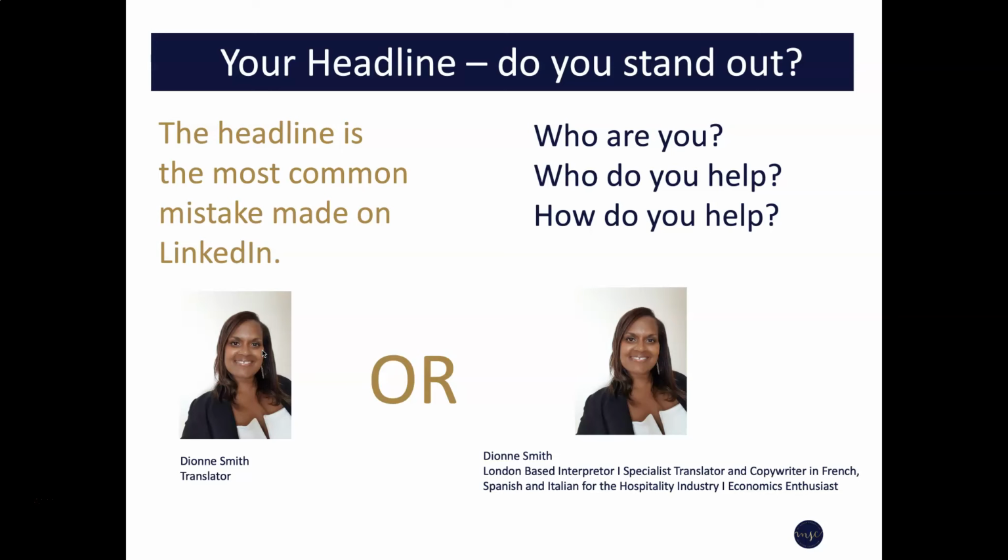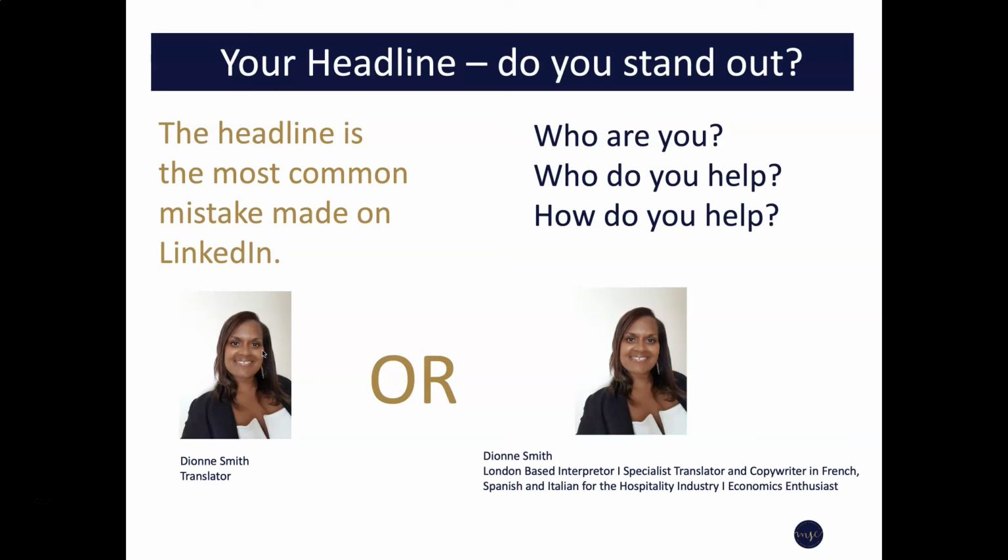So I've given an example here of Dion, and you can see on the right hand side there are 3 things that you need to tick off. Number 1, who are you? What is your title? Number 2, who do you help? What is your niche? The more niche, the better. And 3, how do you help, or some kind of proof point.